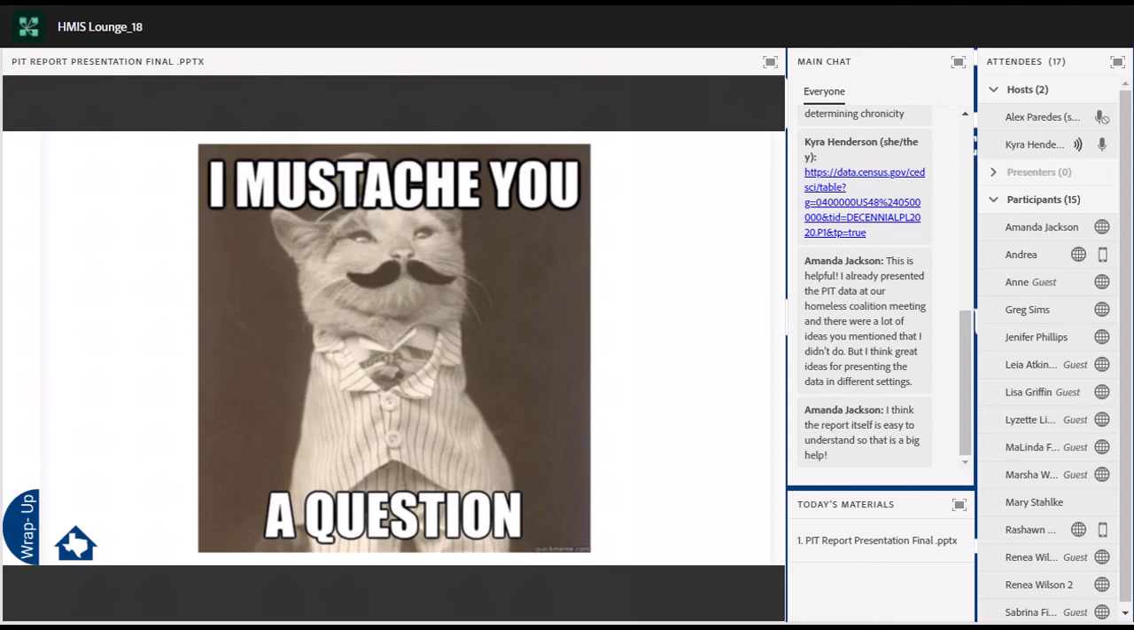I think the report itself is easy to understand, so that is a big help. It definitely is. It also saves quite a bit of time from having to format reports in a way that makes sense. So I'm glad that for the most part, it seems like the report is easy, one, for you to understand, and then for you to be able to explain to folks.